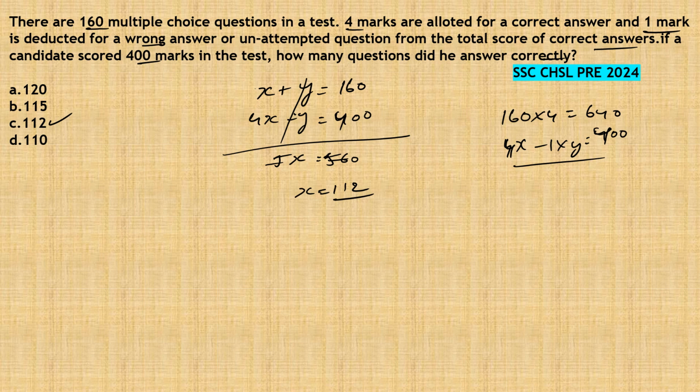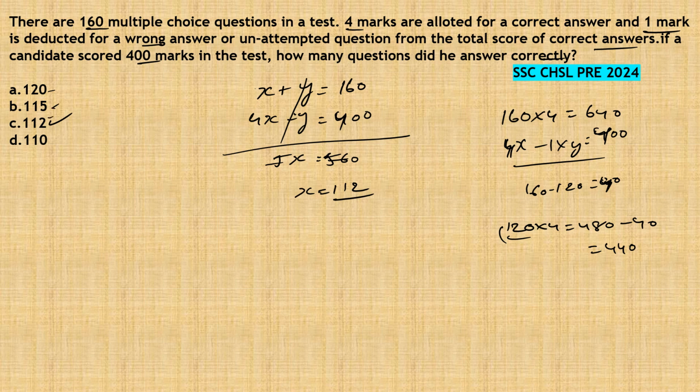You can also do it by using options. If he had scored 120 questions right, 120 into 4, he got 480 marks, and the unattempted questions are 160 minus 120, that is 40. If you deduct 1 mark for each question, that is minus 40, he would have scored 440. He did not answer 120 questions correctly. He answered less than 120. That is option number B and C are there.